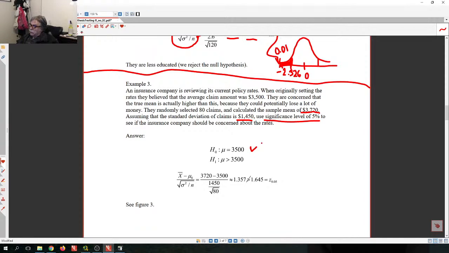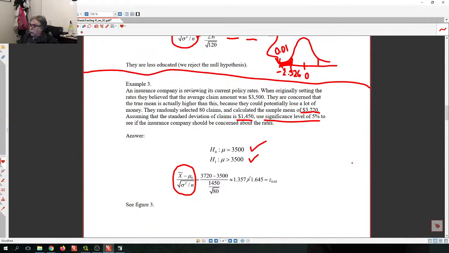The setup of the test is as before. So it's still 3,500. The sample indication is that it's more. It went up. The mean claim is more than 3,500. The rest is again the calculation by using the test statistic, and it's always the same test statistic for the z-test, this one. The sample mean, 3,720. The presumed mean claim, in the past, we presume it's still there, 3,500.